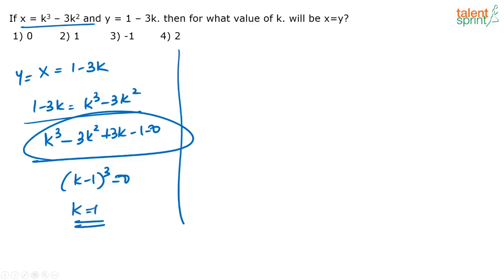This is the actual way in which you would solve it, but the easier way would be to just put in the values and see. Just see if k is equal to 0, what will be x? If you are taking option 1, let us go with option, that is the smarter way to solve it. Okay, if you put k is equal to 0, then you have x is equal to 0 and you will have y is equal to 1.